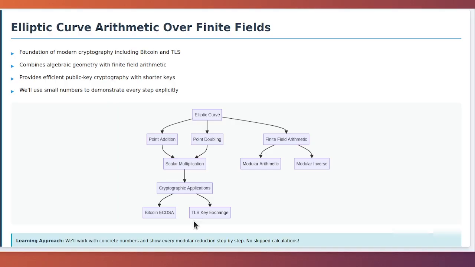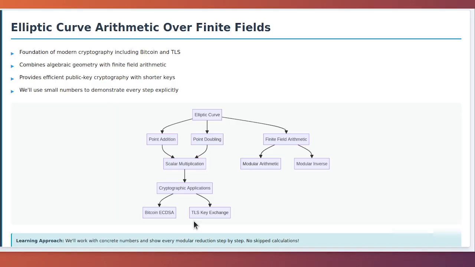When we work with these curves over finite fields, meaning we do all our arithmetic modulo a prime number, we get a system that is easy to compute in one direction but extremely hard to reverse. This one-way property is the foundation of public key cryptography.